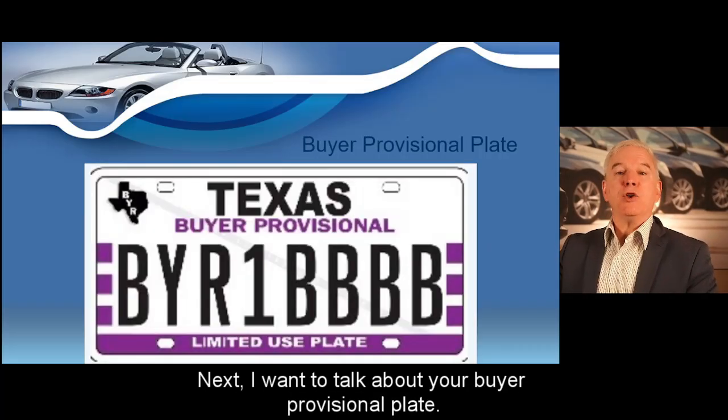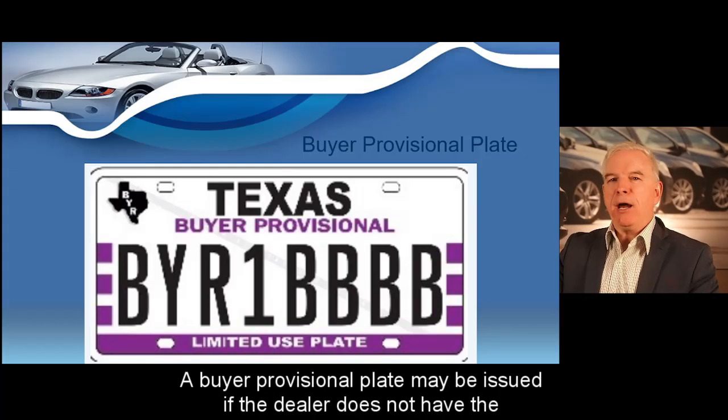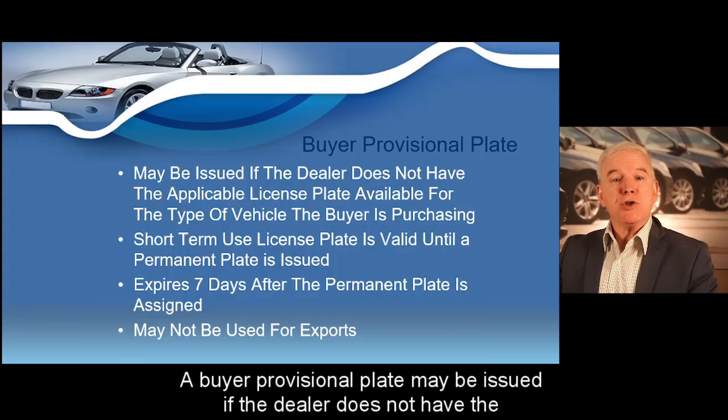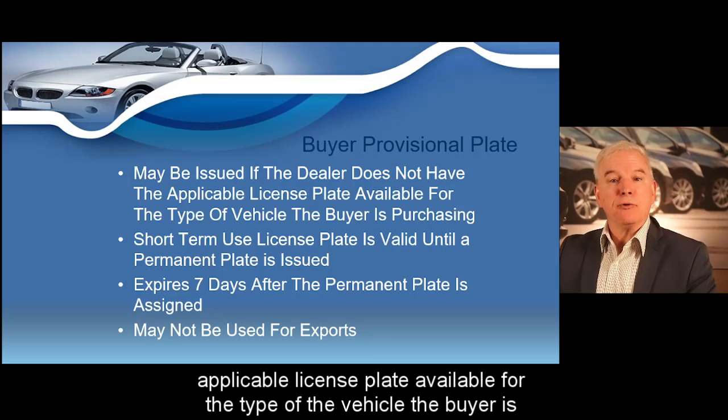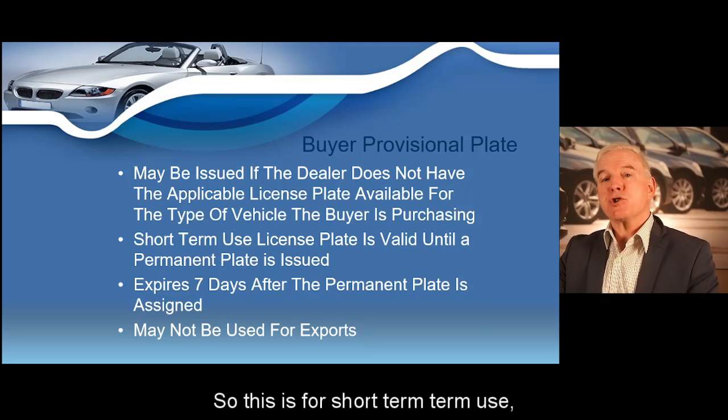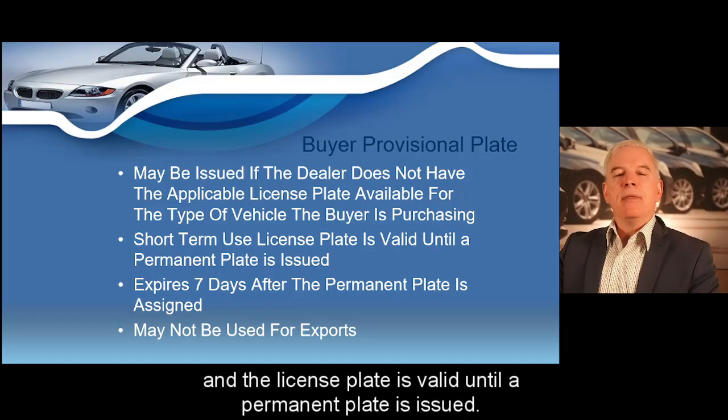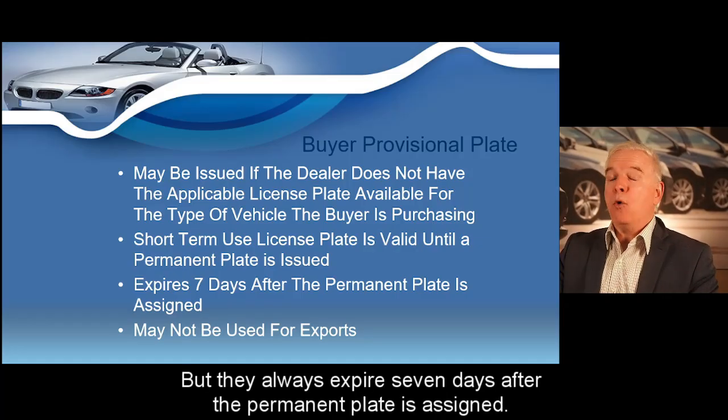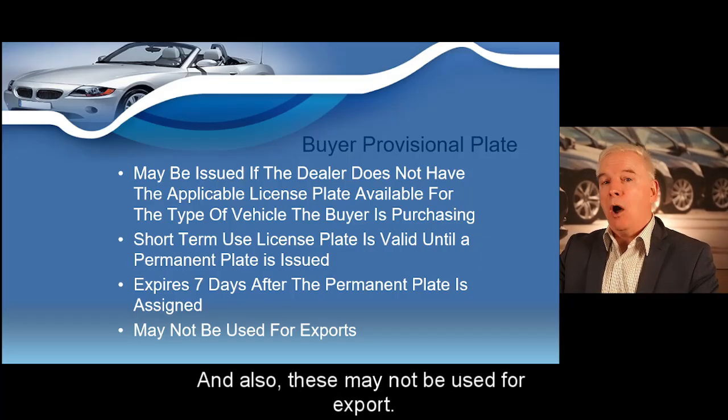Next, I want to talk about your buyer provisional plate. A buyer provisional plate may be issued if the dealer does not have the applicable license plate available for the type of the vehicle the buyer is purchasing. So this is for short-term use, and the license plate is valid until a permanent plate is issued, but they always expire 7 days after the permanent plate is assigned, and also these may not be used for export.